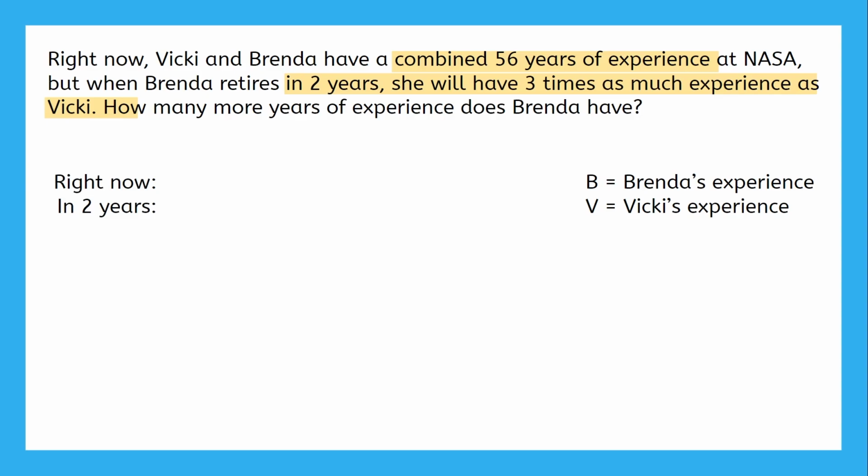For right now, it tells us their combined experience is 56 years. So if we add Brenda and Vicky's experience together, it equals 56. In 2 years, Brenda's experience will be 3 times as much as Vicky's. But be careful. This equation says her experience at this moment is 3 times as much, and that's not true. We need to show that in 2 years, they will both have 2 more years of experience than they do now. So what do you think is the best method to solve this system?